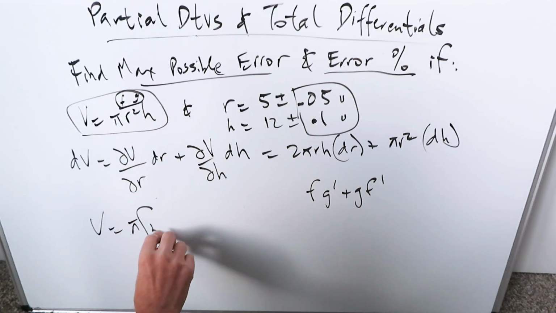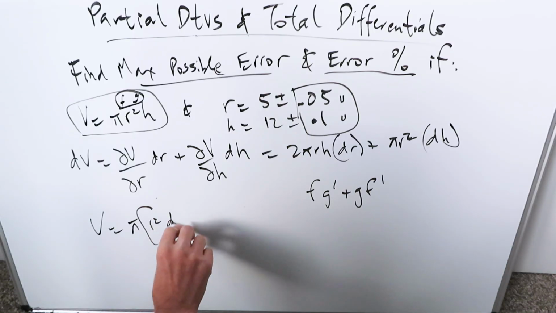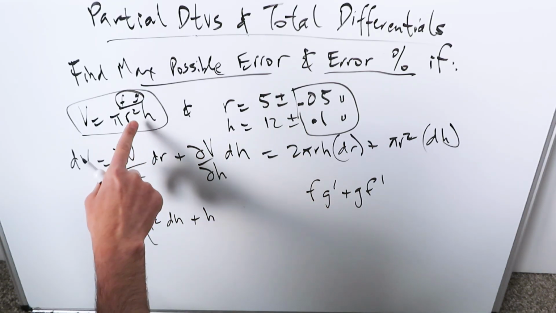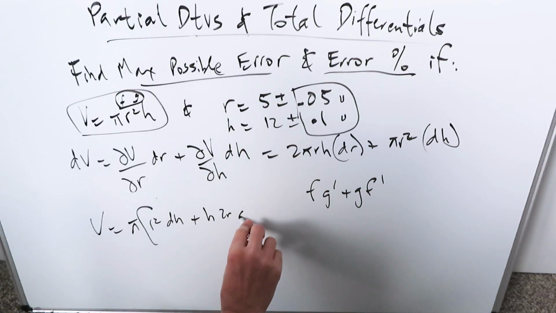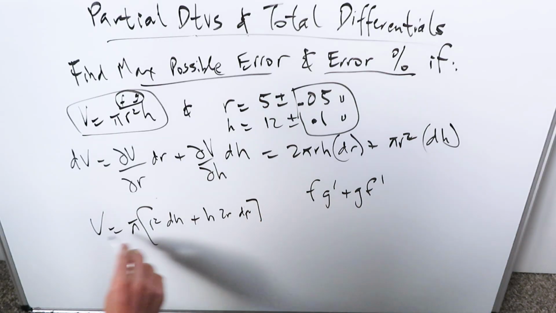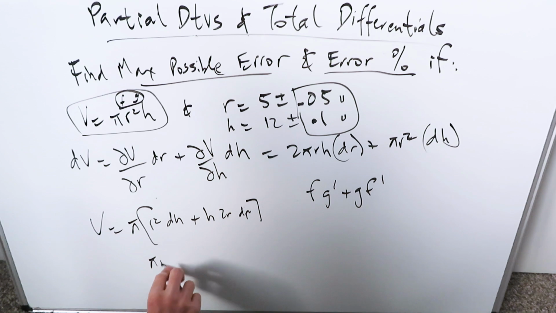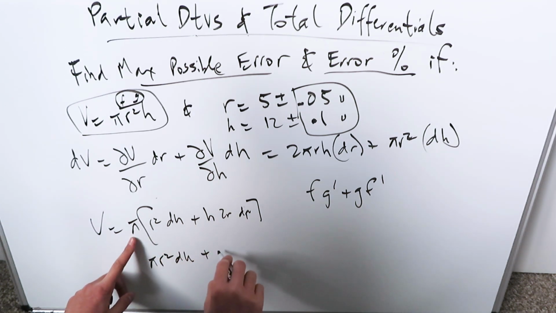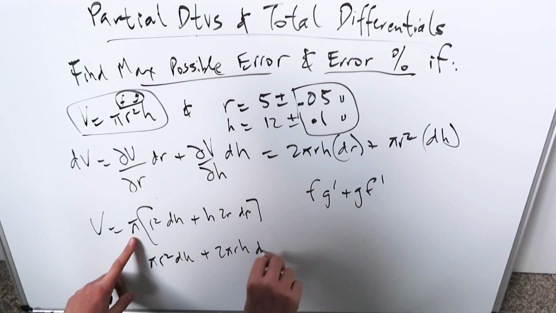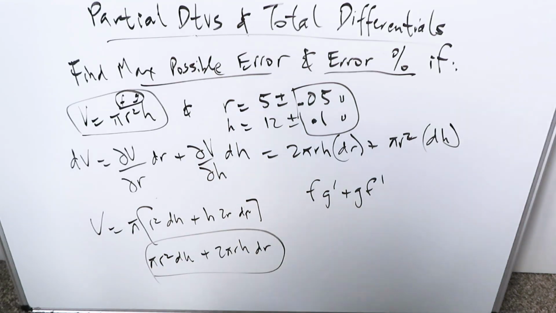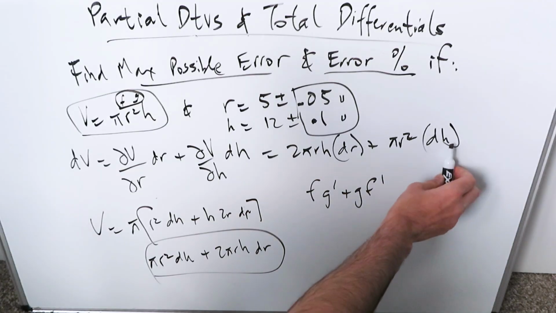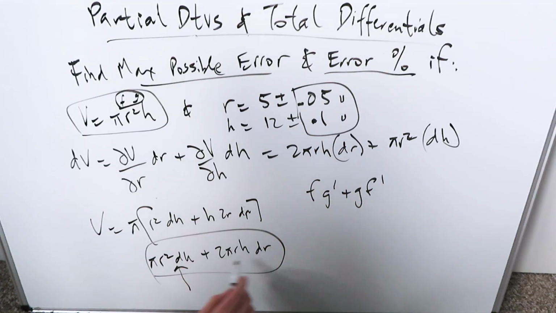I'm doing the f function, which is r squared, times the h function derivative. We'll just write that as dh. Then I'll do the g function, which is h, times the r function derivative, which will be a 2r, and then I'll have a dr, and then you open this up. What will you have? You'll have a pi r squared dh plus, multiplying this, you'll have a 2 pi rh dr. Now compare what you're seeing over here with what you're seeing over here. It looks exactly the same. I have a dh with a pi r squared, and you see that here. I have a dr with a 2 pi r, that you see over here.